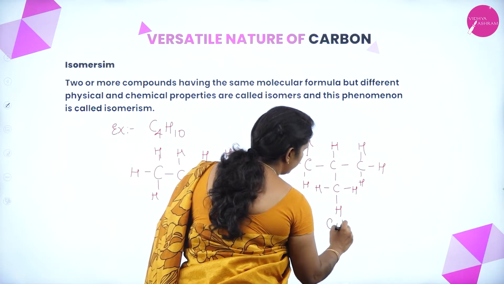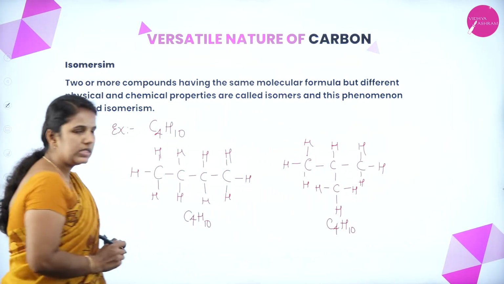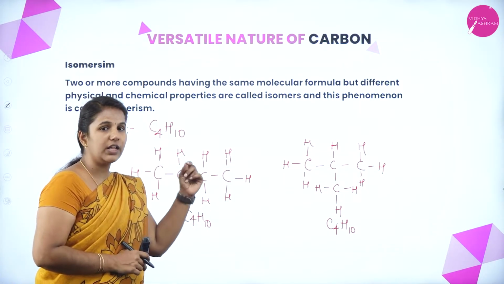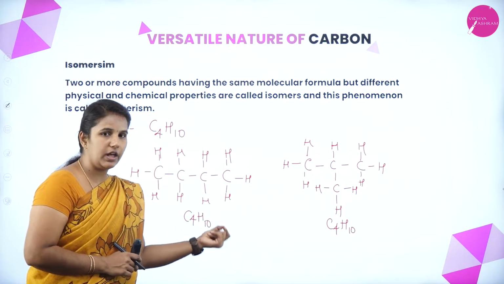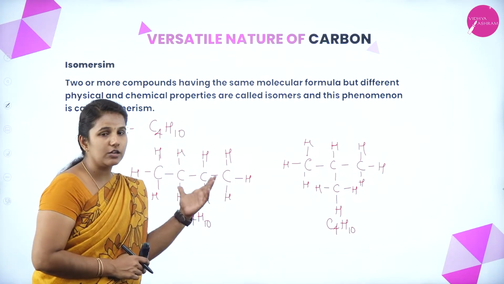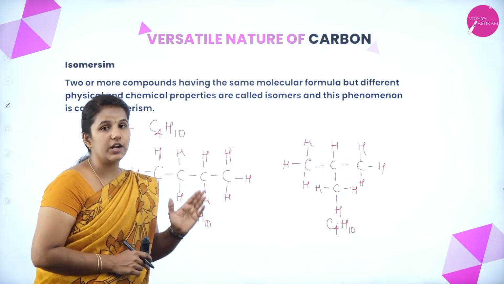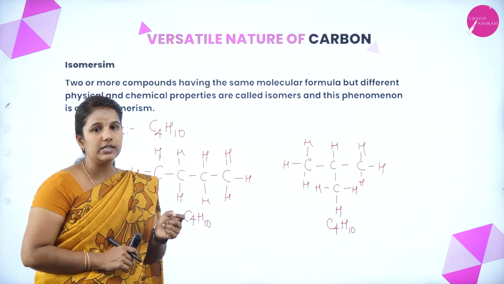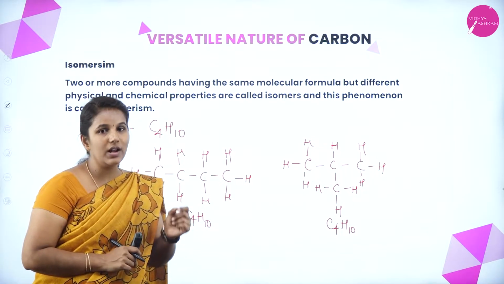This is C4H10. You can see that in these two examples, I have written a compound in such a way that these two compounds have the same molecular formula. But you can see that their physical and chemical properties are totally different because they are structurally different. Such compounds we call isomers, and the phenomenon we call isomerism.